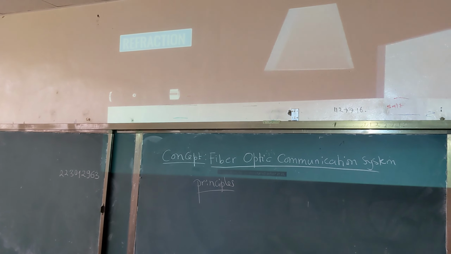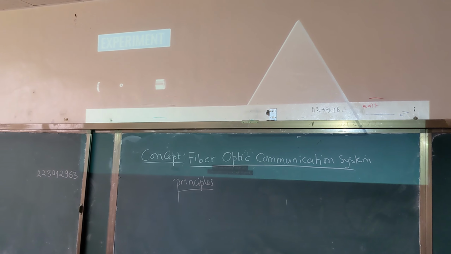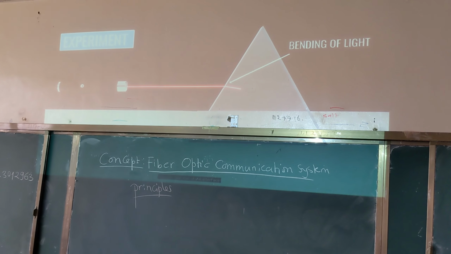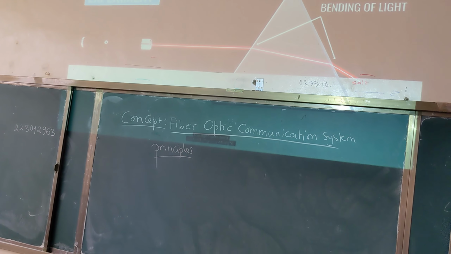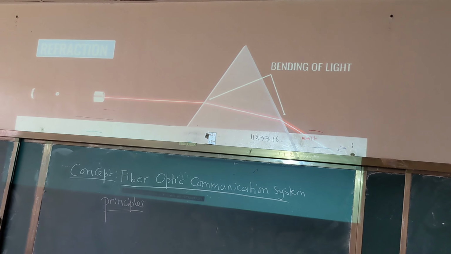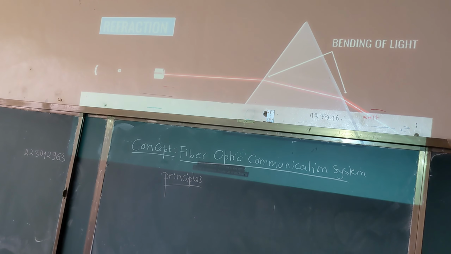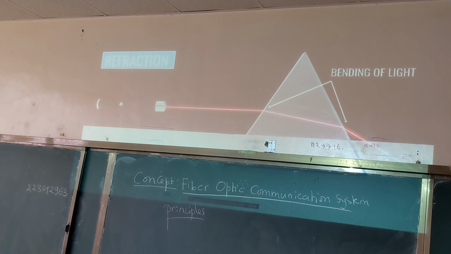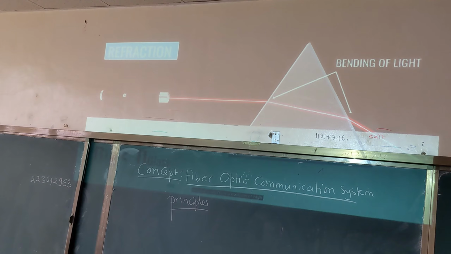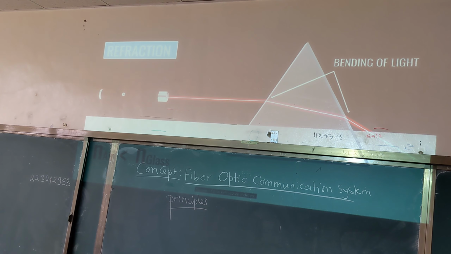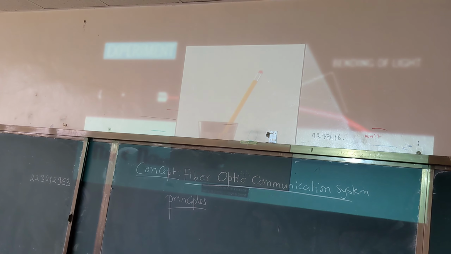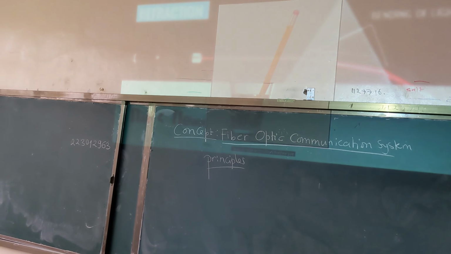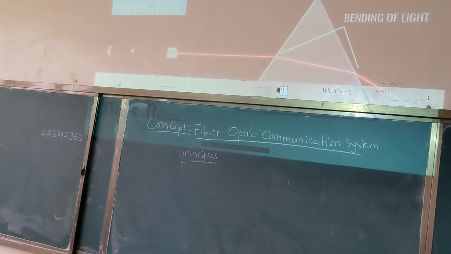To understand what it is, let us carry out an interesting experiment. In this experiment, light passes through a prism. You can see that at the interface, the light gets bent instead of going straight. This phenomenon is known as refraction. Refraction is the reason why a pencil looks bent in a glass of water. This simple refraction technique is effectively used in optical fibers.